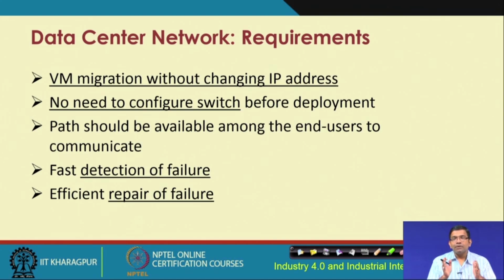Basically, the end user gets a virtual machine which is mapped to a particular physical machine, and the virtual machine has its own separate IP. So, even if the physical machine it connects to changes, that means it changes its machine, still to the end user this virtual machine and the corresponding IP address that it has got is not going to change. So, basically this IP address does not change in the case of VM migration in data center networks.